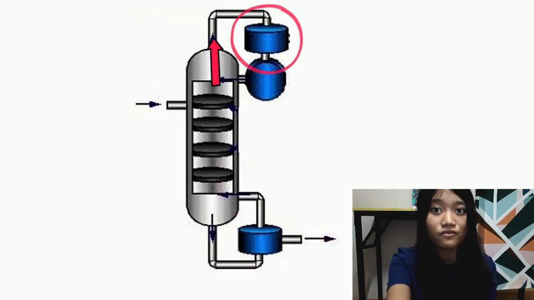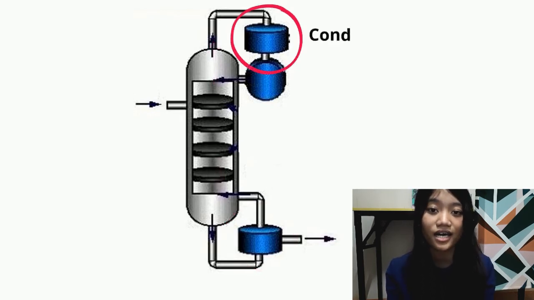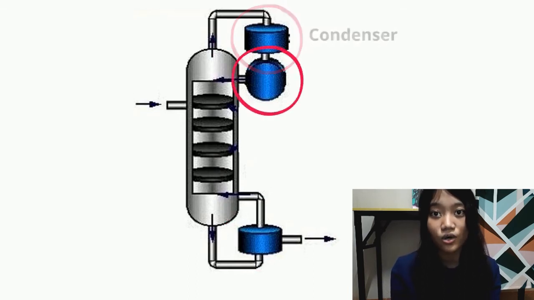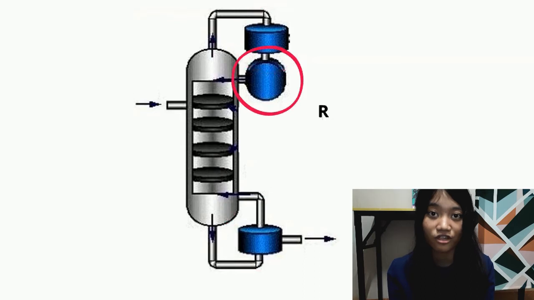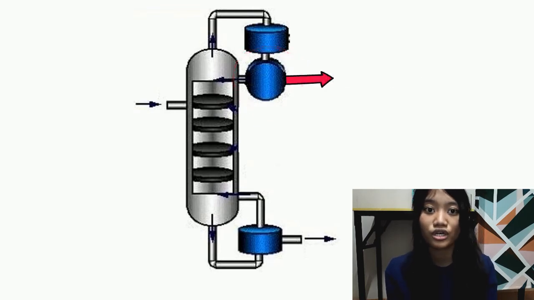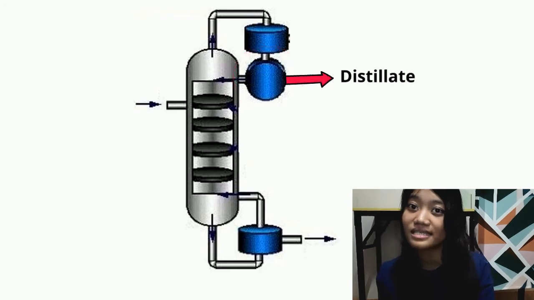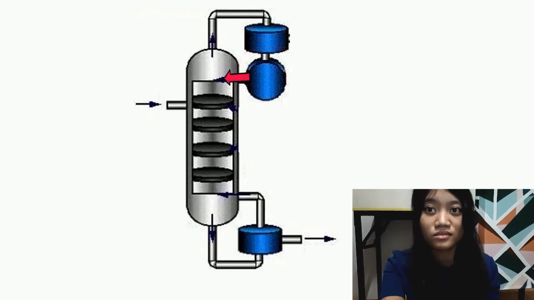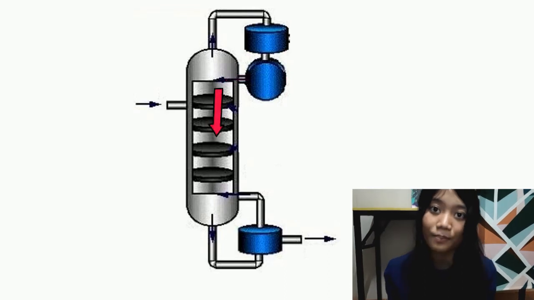The vapor moves up the column, and as it exits the top of the unit, it is cooled by a condenser. The condensed liquid is stored in a holding vessel, which is known as the reflux drum. Some of this liquid is recycled back to the column, and some of it is removed as the distillate. The condensed liquid that is removed from the system is known as the distillate or the top product.